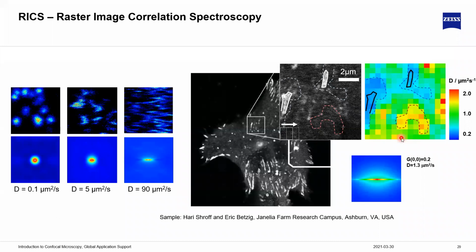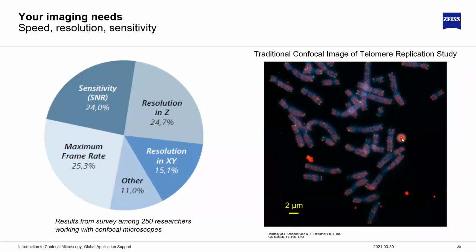So you might think that we are at the end of the improvement of the confocal microscope. This is of course not true. We still didn't reach the limit of confocal systems, and we are trying to approach this by using a new type of detector, which is called the Airyscan detector.